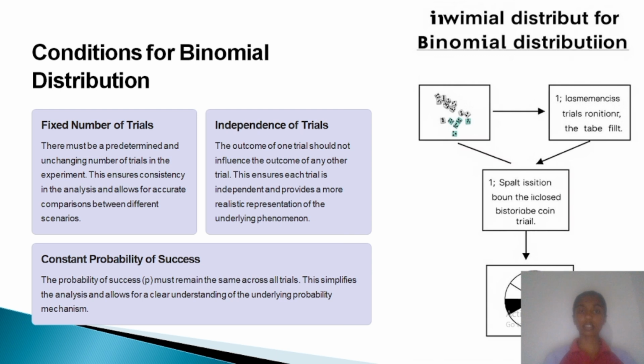Independence of trials. The outcome of one trial should not influence the outcome of any other trial. This ensures each trial is independent and provides a more realistic representation of the underlying phenomenon. Constant probability of success. The probability of success must remain the same across all trials, as I mentioned. This simplifies the analysis and allows for a clear understanding of the underlying probability mechanism.